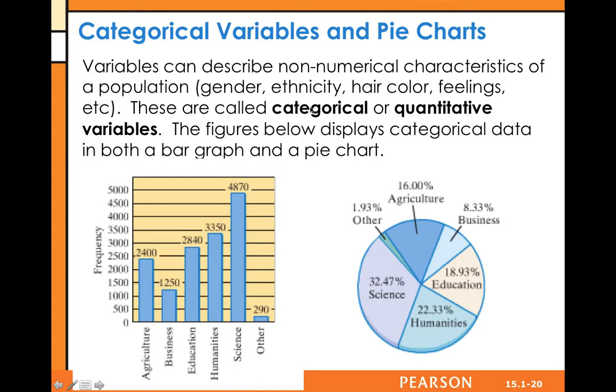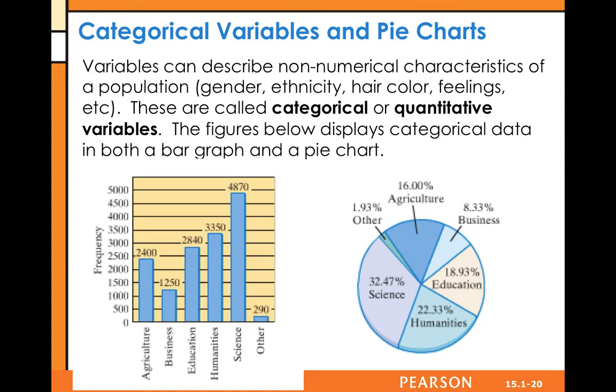And if you want to display categorical data, you can use a bar graph, but another nice way to do it is with a pie chart. This example here shows different majors, I suppose. So 22.33% of students at this particular school are majoring in a humanities major. And notice major is not numeric, right? You're a math major or a physics major, or an English major.